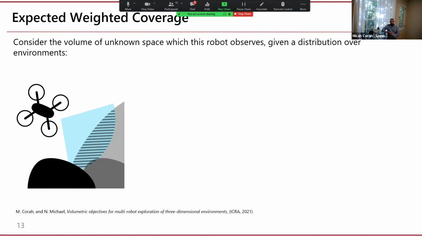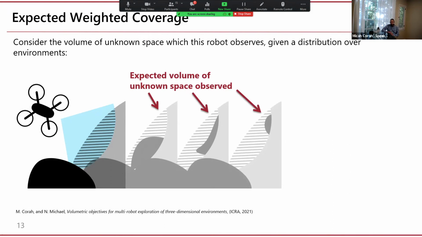To address challenges for information-based methods, we can start by characterizing both coverage and information-based methods in terms of expected weighted coverage. Here, consider the volume of unknown space the robot observes from a given camera view, and for a distribution over the possible realizations of the unknown space in the environment, like I've shown here. Note that in each case, the robot sees a different amount of unknown space due to the occupied cells that it observes.